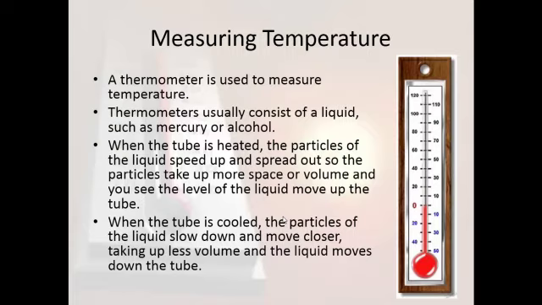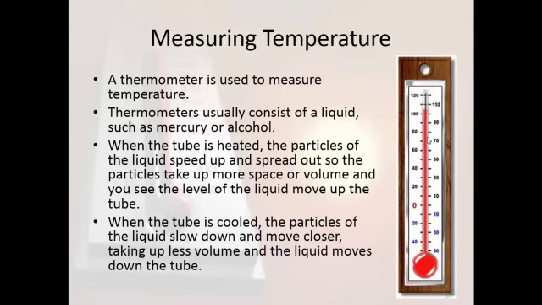So we have here mercury inside the thermometer. When the tube is heated, the particles of the liquid speed up and spread out, so the particles take up more space or volume, and you see the level of the liquid move up. When the tube is cooled, did you see here? When it is heated, the particles speed up, and the volume of the liquid increases. But when the tube is cooled, the particles of the liquid slow down and move closer, taking up less volume, and the liquid moves down the tube.